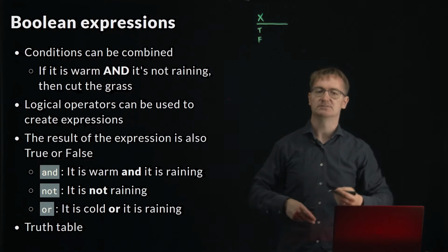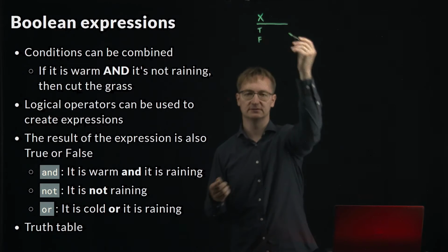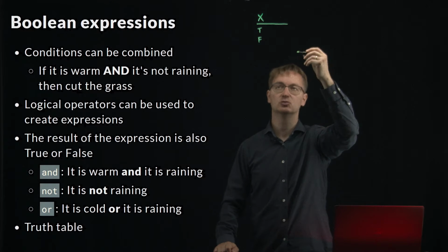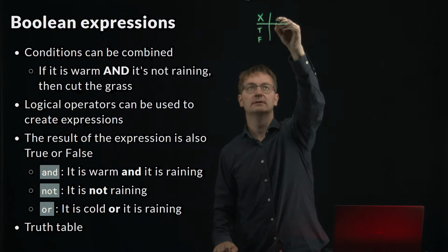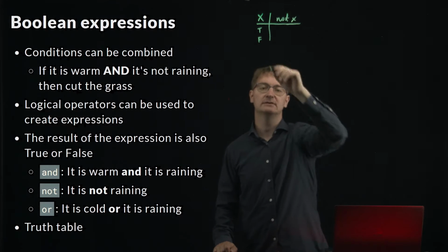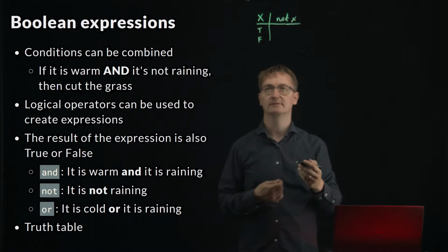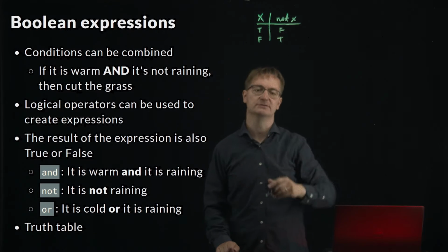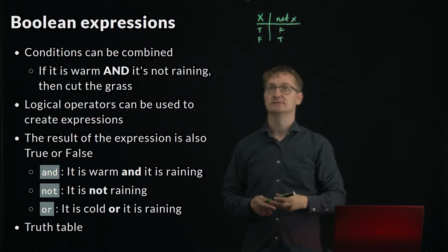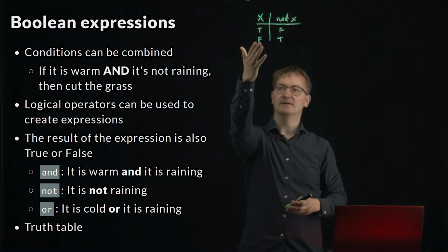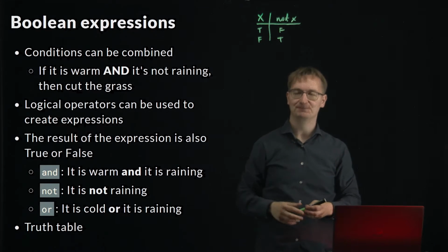X can actually be an expression itself. For example, x is whether the temperature is above something. But let's say it holds a value, either true or false. And now, if we want to see what is the value of not x, then it's basically the opposite value of the original value. So if it's true in the beginning, it will become false, and if it's false, then it becomes true. Basically, if it's true, if it's not true, then it's false. If it's false, if it's not false, then it's true.